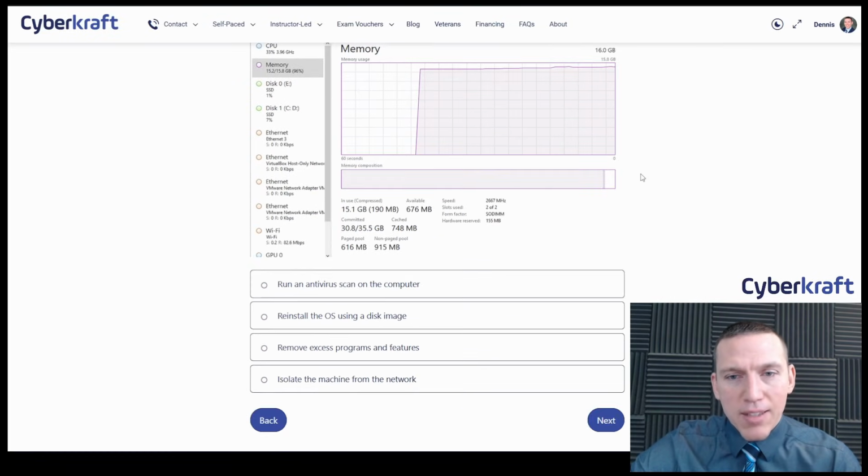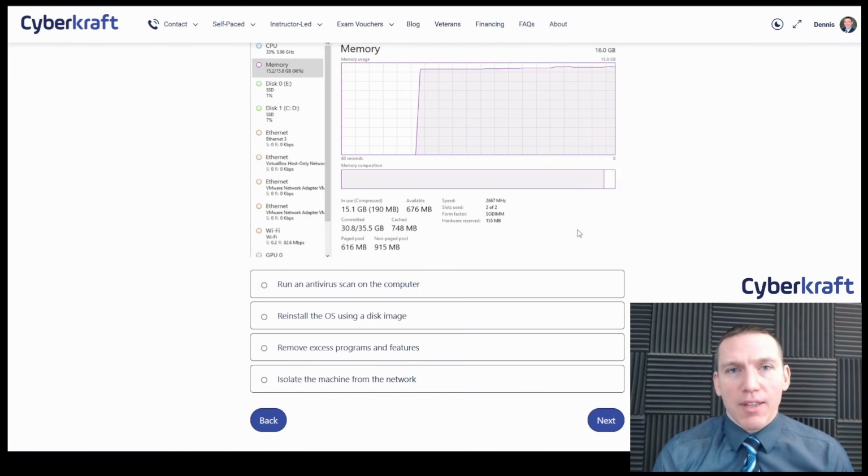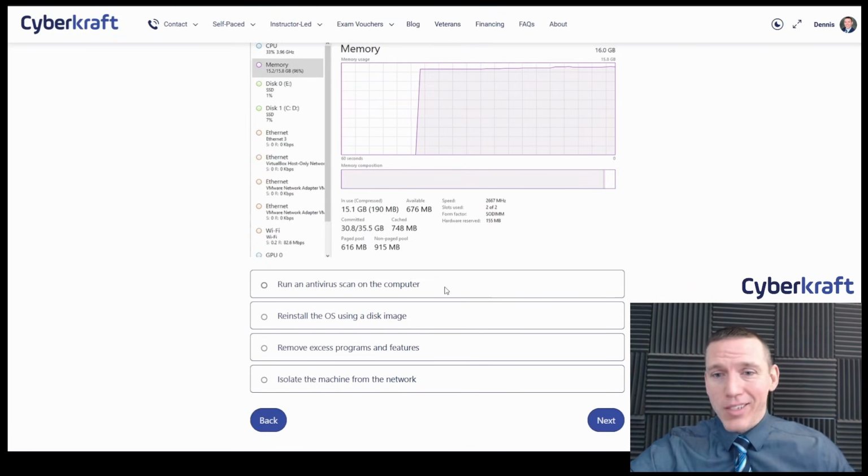So since we think it's a fileless virus, it isn't going to be fixed usually by doing an antivirus scan. An antivirus scan is very difficult to find and fix a fileless virus, and it's very easy for fileless viruses to usually avoid anti-malware antivirus programs. So I don't think an antivirus scan is going to work.